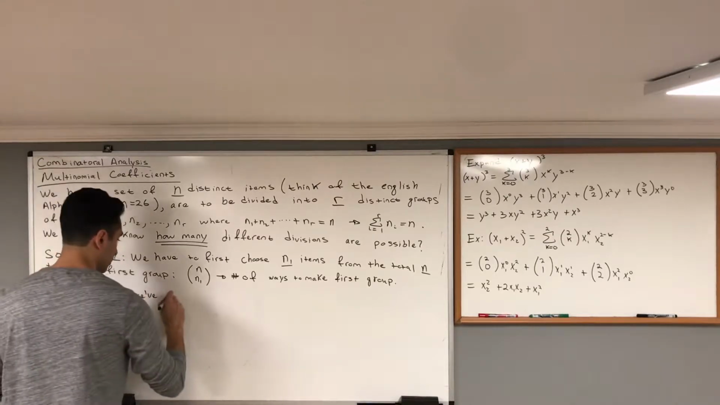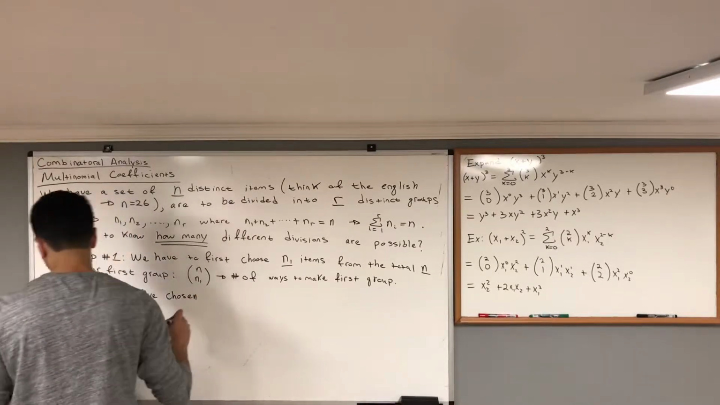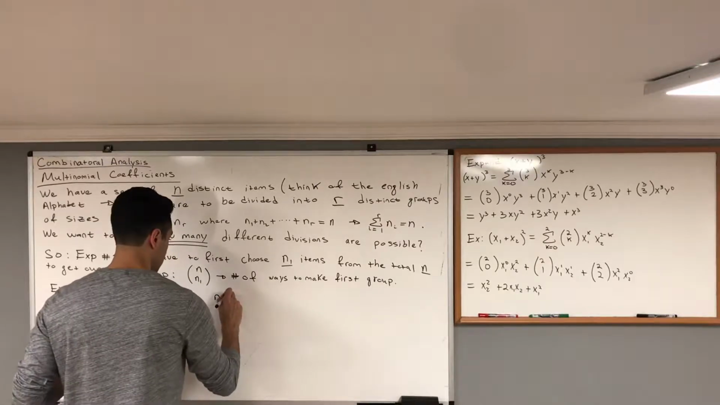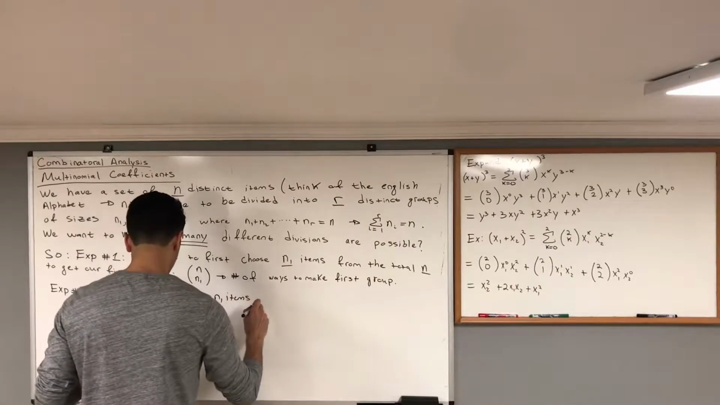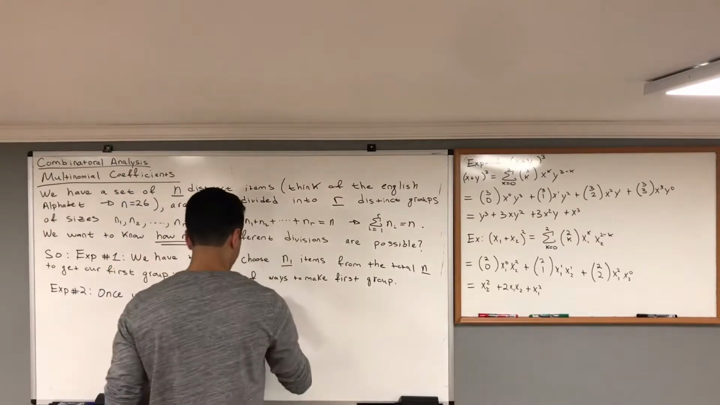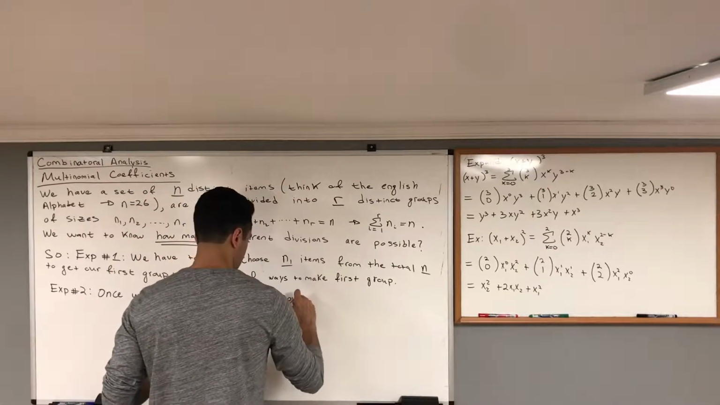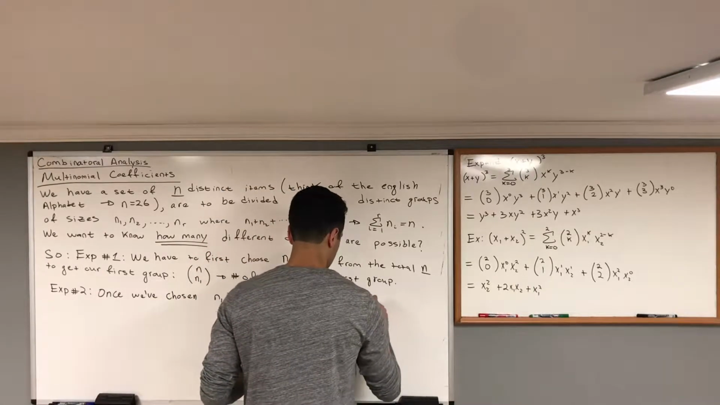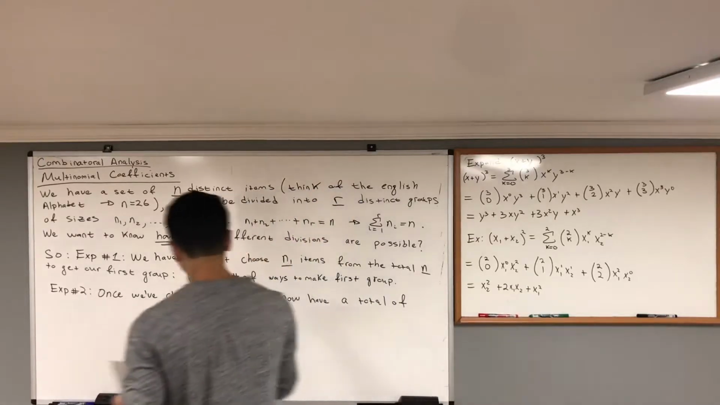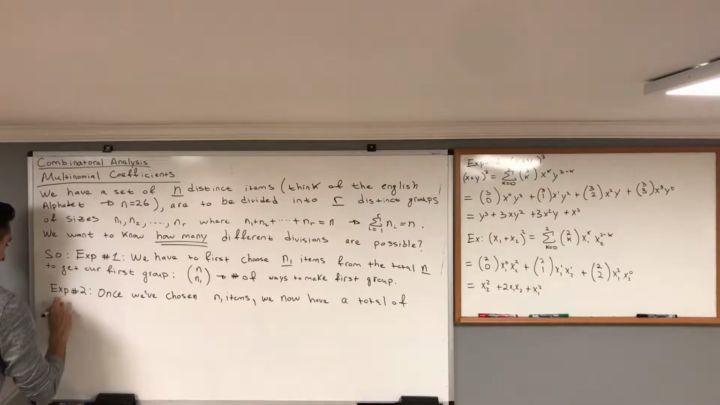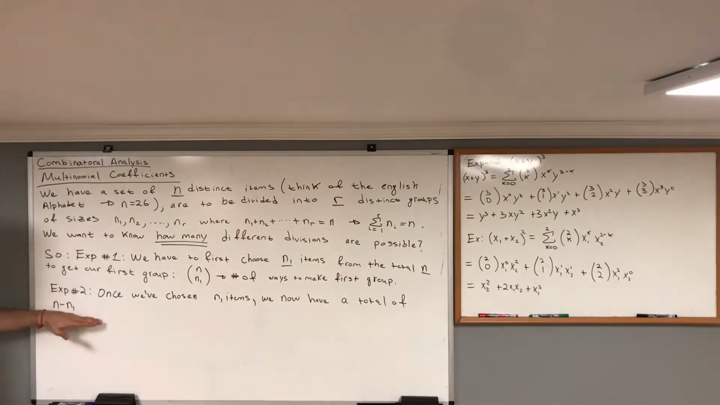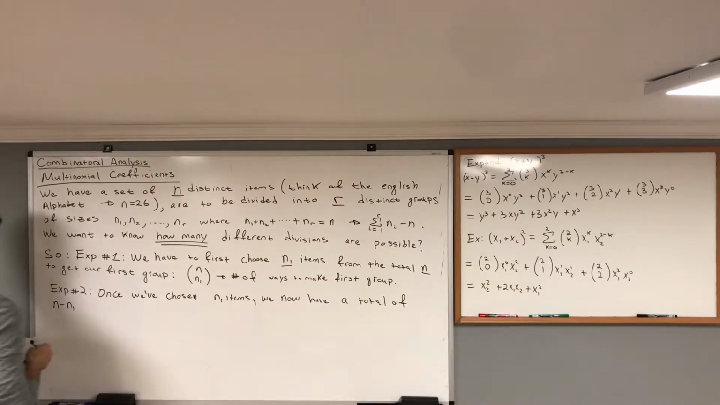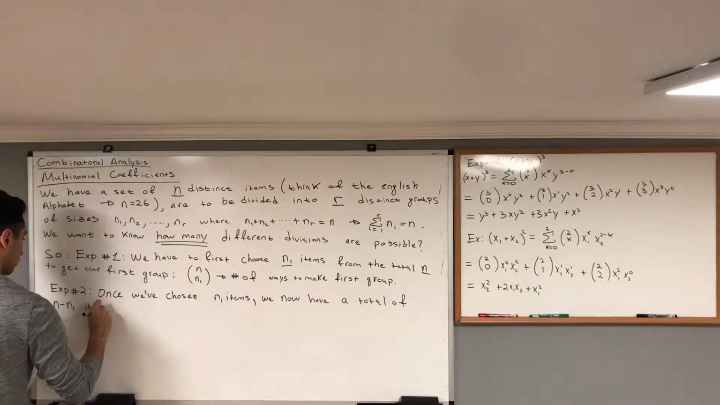So once we have chosen n1 items, a certain number of items, we now have a total of not n items to work with, but actually n minus n1, right? Because I can't choose any of those letters again. I have to choose the rest of the letters. So n minus n1 items. So that's the total now for experiment 2.